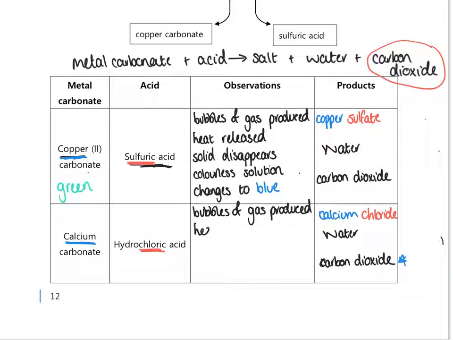Again, we're going to see heat released and the fact that the solid disappears. The solid in this case is calcium carbonate. Calcium carbonate is just a white powder or granule type form, and what we find with this is that the solution remains colourless. Above, the solution changed to blue because we had copper, but here we just have calcium as our metal, which forms colourless solutions.